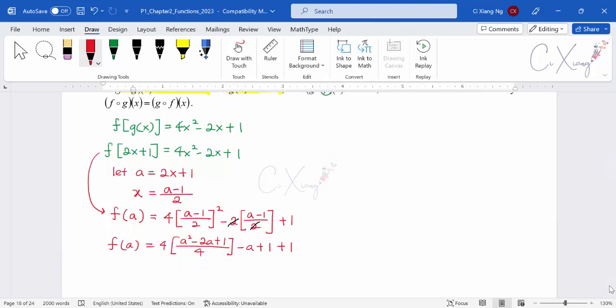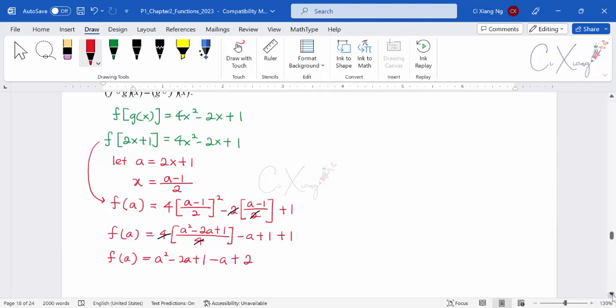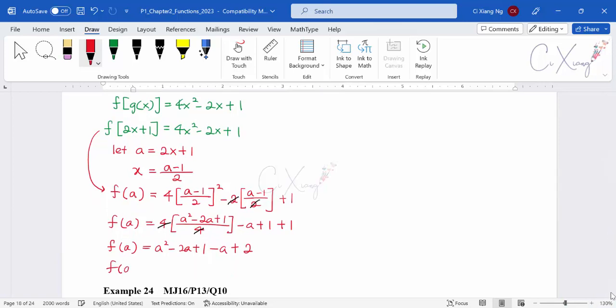Okay, so next step, I want to continue to simplify this equation. I cancel off the 4. So I'm having a squared minus 2a plus 1 minus a plus 2. And in the end, we'll get something like this. x squared minus 3x. Oh, sorry. a squared minus 3a plus 3. Okay, so now you can see that f(a) equals to a squared minus 3a plus 3. So this is actually my function f already.